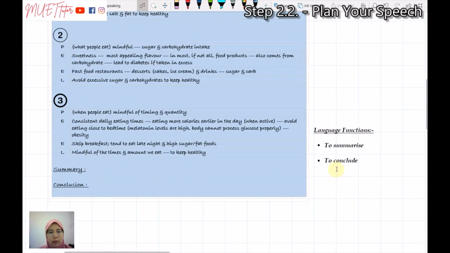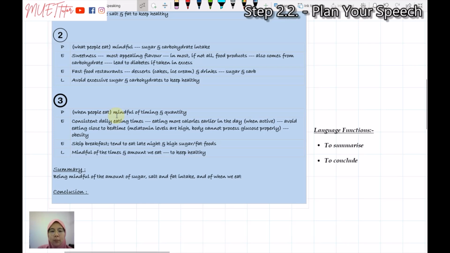It's also important to include an ending to your speech. This test is also looking at your ability to do these two: to summarize and to conclude. For summarizing, here you summarize the 3 main points you've presented earlier. And then to conclude, here you restate your suggestion and answer the question.